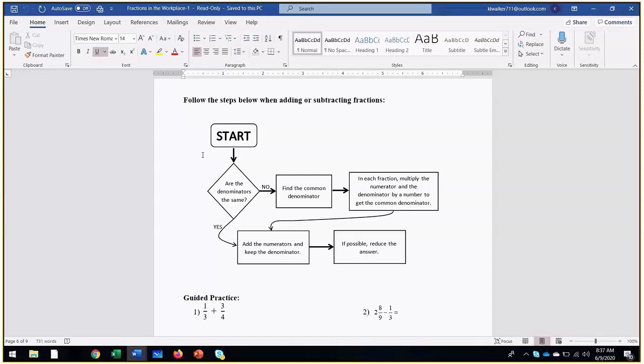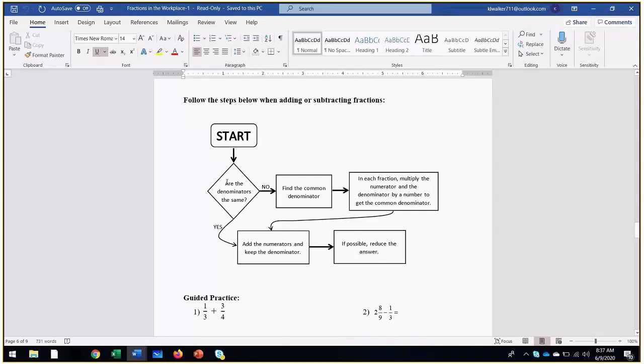All right, then if your denominators are the same, then you would move down here and you just add your numerators up. You keep the denominator because it kind of becomes like a label then. So like 3 apples plus 2 apples would just be 5 apples. So you just keep your denominator and then you reduce it at the end if you can.